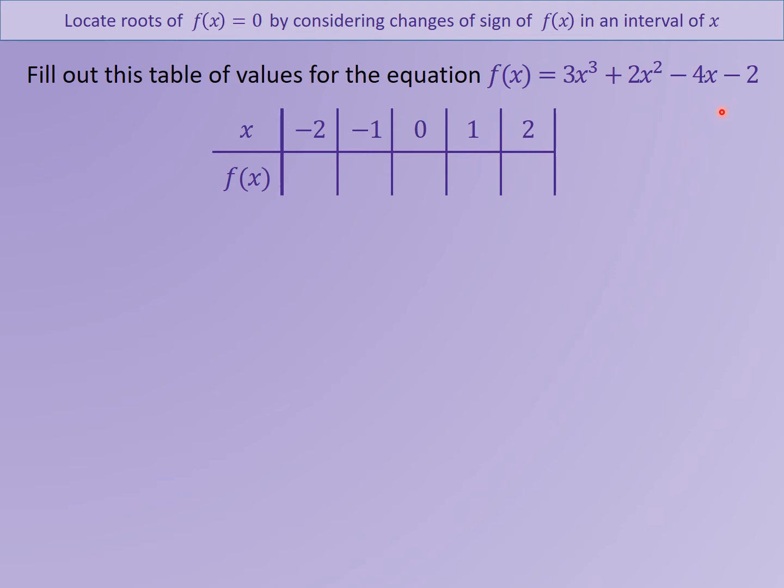Okay, pause if you need to. Let's see what solutions you got then. So you stuck -2 in, and you got -10, you stuck -1 into it, and hopefully you got 1, and so on for those values.